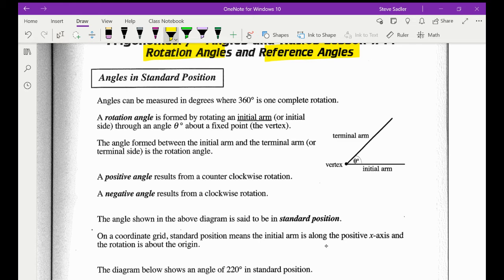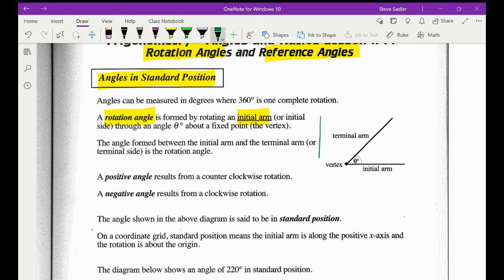So we'll just go through some of this. Let's look at angles in standard position. A rotation angle, maybe I'll just highlight the vocabulary words, is formed by rotating an initial arm or initial side through an angle about a fixed point, which is usually the vertex.